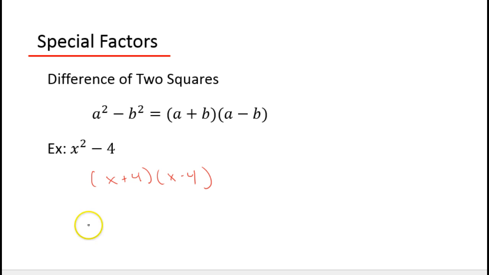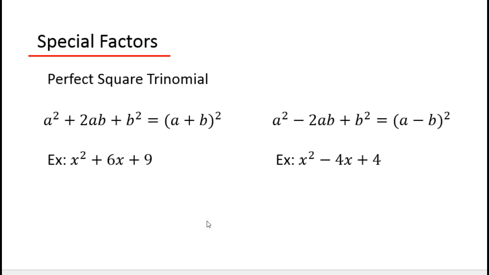Another example would be x squared minus 144. Again, perfect squares, and then we're subtracting them. This becomes x plus 12, x minus 12. So that's all the perfect squares means. The next one we have is a perfect square trinomial.